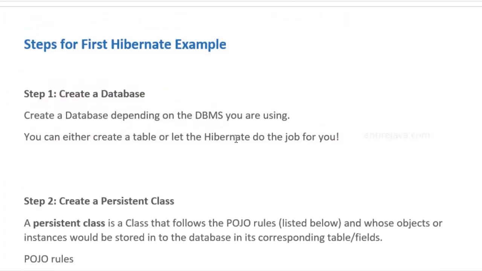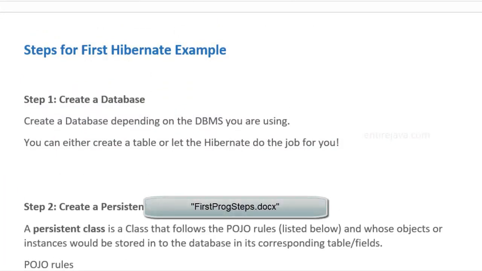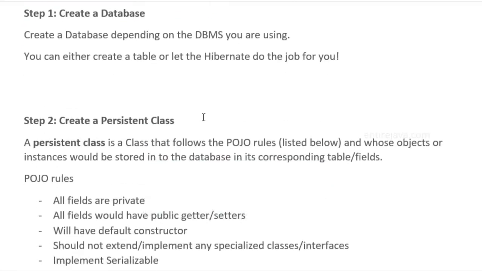through the list of steps involved to write our first Hibernate application. You can open this file with the name firstprogsteps.docs, within which I mentioned all these steps that will help you write your first Hibernate application. So the first step in it is, of course, you need to have a database set up. Whichever database you're using, you need to have at least one database created. In my case, I'm using PostgreSQL and its default database, which is Postgres.